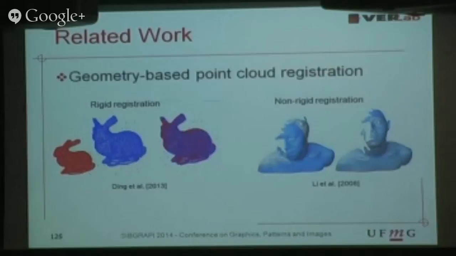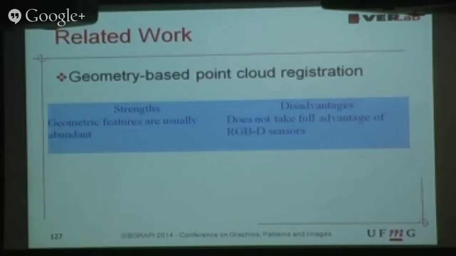Geometry-based point cloud registration has the strength that geometric features are usually abundant. You have a lot of them. The disadvantage is that you do not take full advantage of the RGBD, because you only use the depth information.